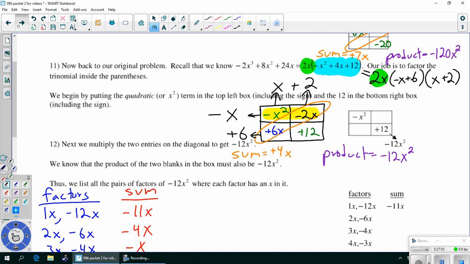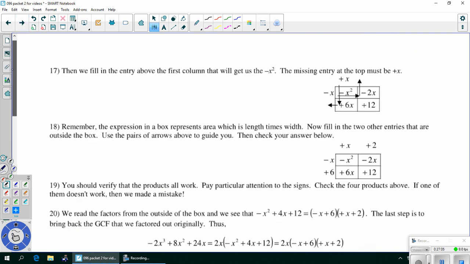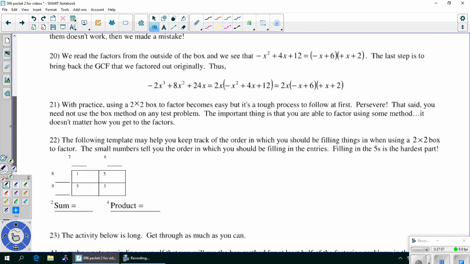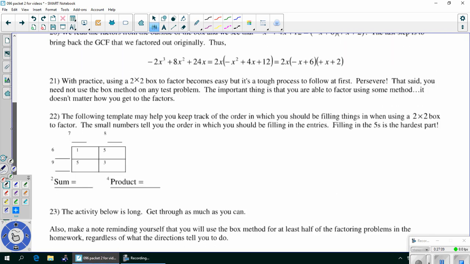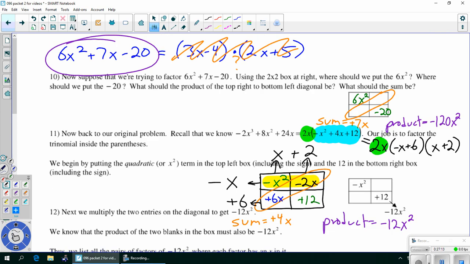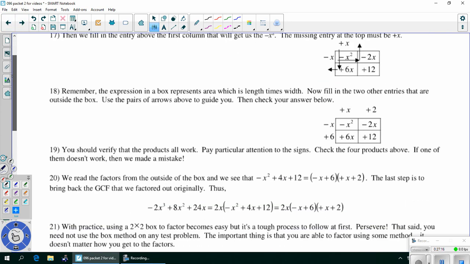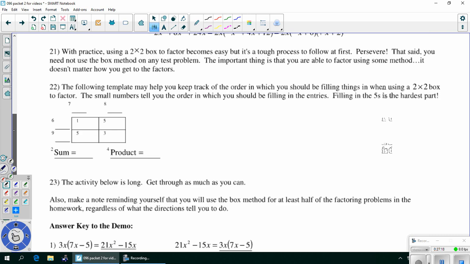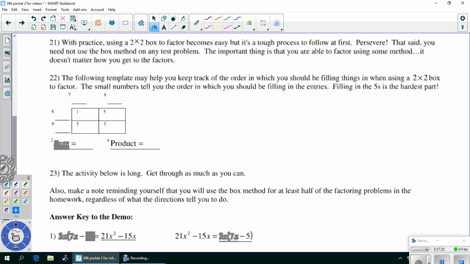Okay, on the next page, lots of details, lots of arrows. Ultimately, we get exactly what we just said, I think. Negative x plus 6 and x plus 2. Yeah, perfect. Okay, so number 21, this is a long process, but with practice, using a 2x2 box to factor becomes easy, but it's tough at first.